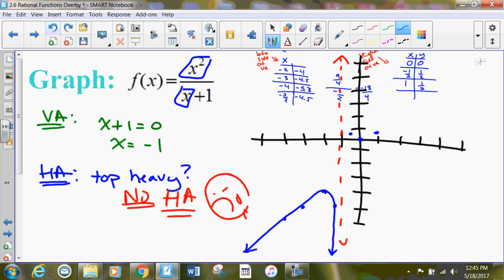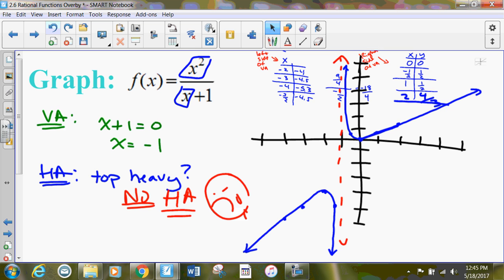Let's put a 2. If I put a 2 in there, that's going to give me 4 over 3, because I really want to know what else is going on. So a 2, I am getting a little bit bigger, so that's 1 1/3. Okay. So what's happening is this guy's going this way, and we're going to scoop around and do something like this. Let me get rid of my table.